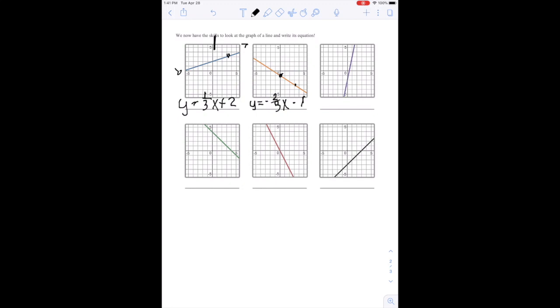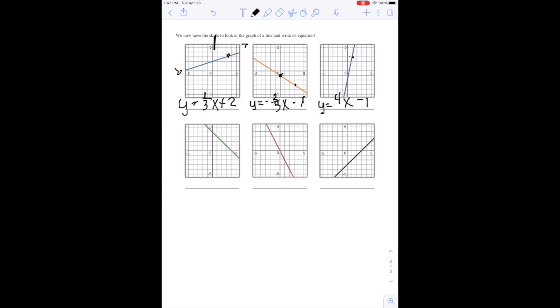The next one is my y-intercept again is at -1, but this is going to be positive. So y equals, and I'm going to find a clear point. This looks like a good one right here. So I'm going to go 1, 2, 3, 4, up 4. And over 1, so I've got 4x minus 1. Okay, let's look at this green one.